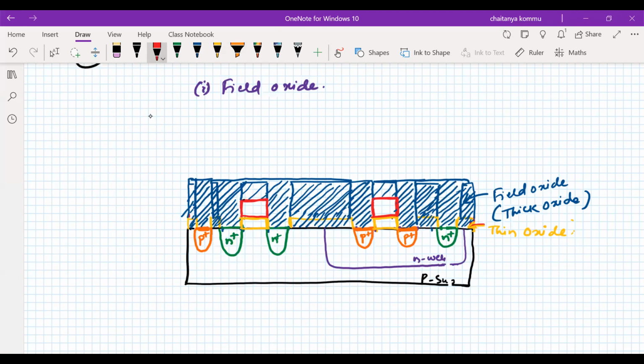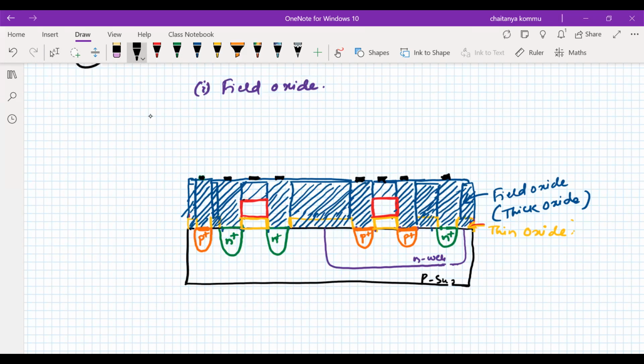Okay, now we have to open the windows for each and every material, for each and every terminal. So we have to open the window at this region. Okay, at this region, I think it is better to use the black color. So at this region, metal is required. At this region, metal is required. At this region, metal is required. Okay, am I right? Here also metal is required. Here again metal is required. Here again metal is required. Here also again metal is required.